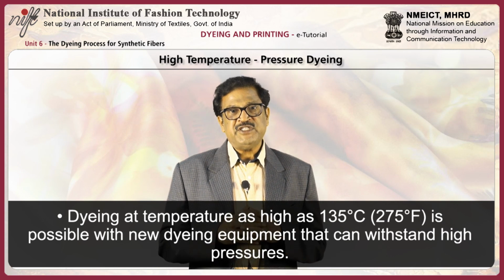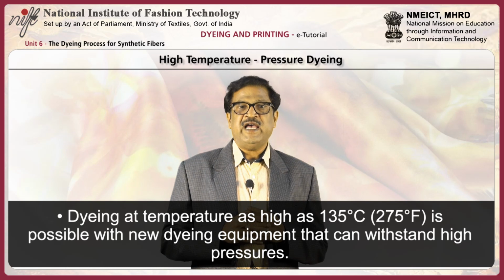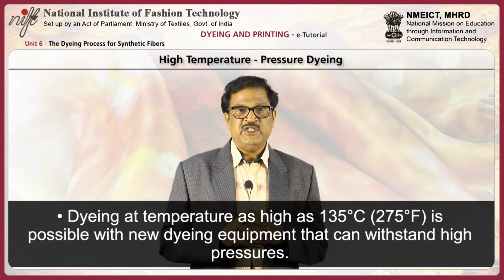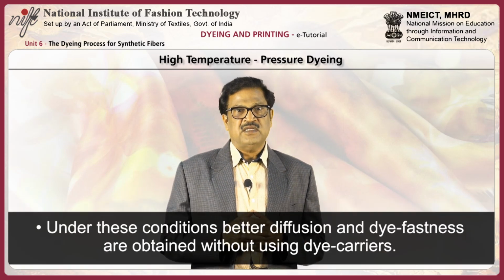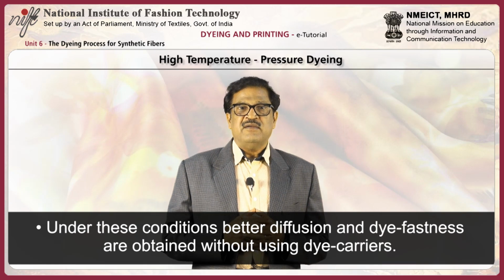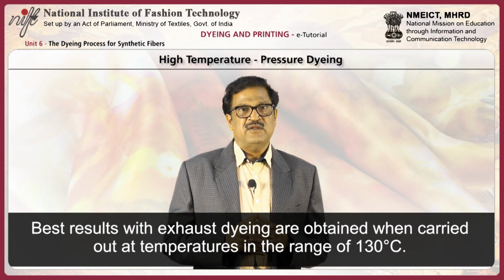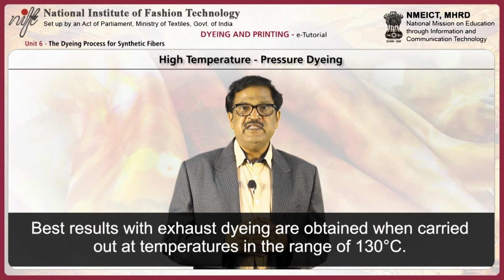High temperature pressure dyeing of polyester fibers. Dyeing at temperatures as high as 135 degrees centigrade is possible with new dyeing equipment that can withstand high pressures. Under these conditions, better diffusion and dye fastness are obtained without using dye carriers. Best results with exhaust dyeing are obtained when carried out at temperatures in the range of 130 degrees centigrade.